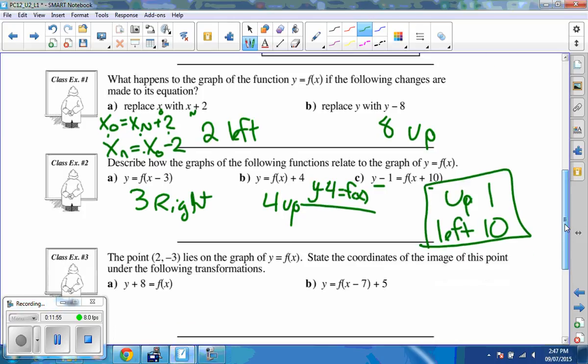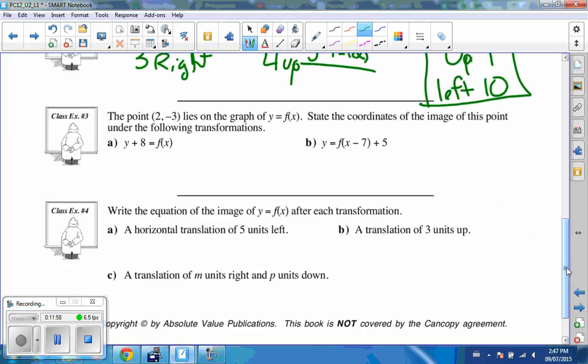All right, here we have another style of question. The point 2, 3 lies on the graph. State the coordinates of the image after the following transformations. So there's 2 ways of solving this, the algebraic way and then just understanding what happens here. Y plus 8 means 8 down. So if it was at 2, negative 3, somewhere like that, it's going to move 8 units down. It's going to end up at 2, negative 11.